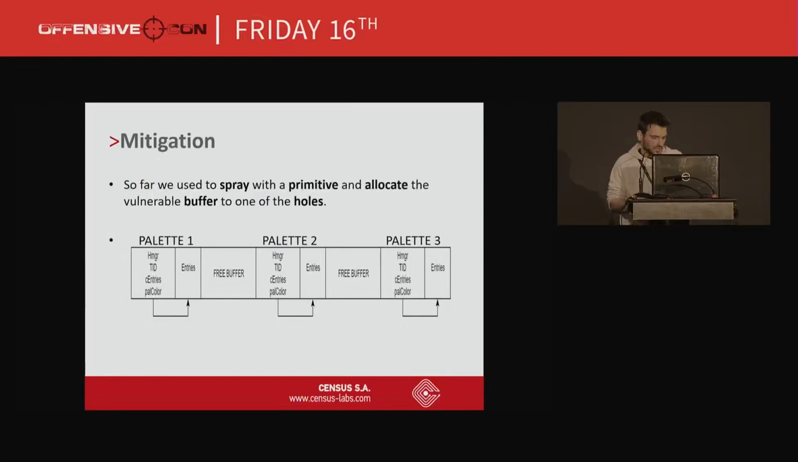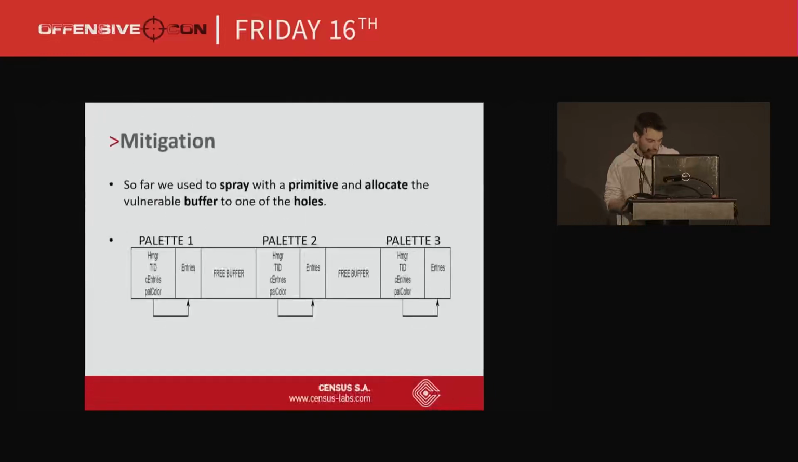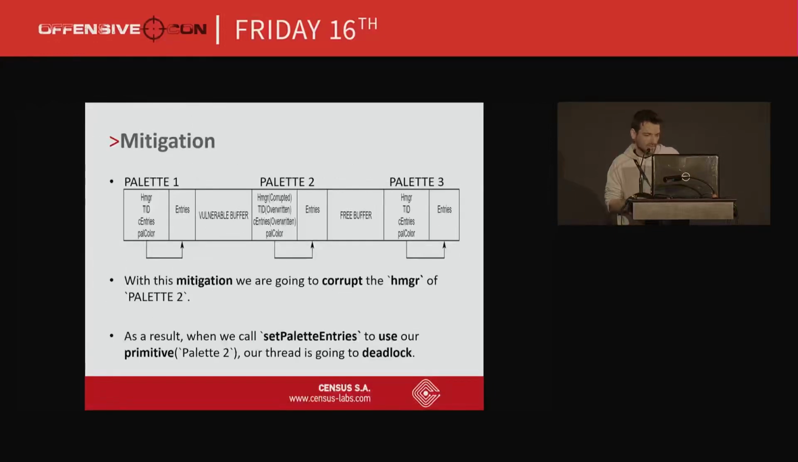So far in exploitation, we used to spray with a primitive and allocate holes between them, and then allocate the vulnerable buffer to one of the holes, and then overwrite the next object. But with this mitigation, we are going to corrupt the handle manager of the object header, right? For example, of palette 2 in this example. And so, as a result, when we try to call the set palette entries with the palette 2 handle in order to use our primitive, we are going to get a deadlock.